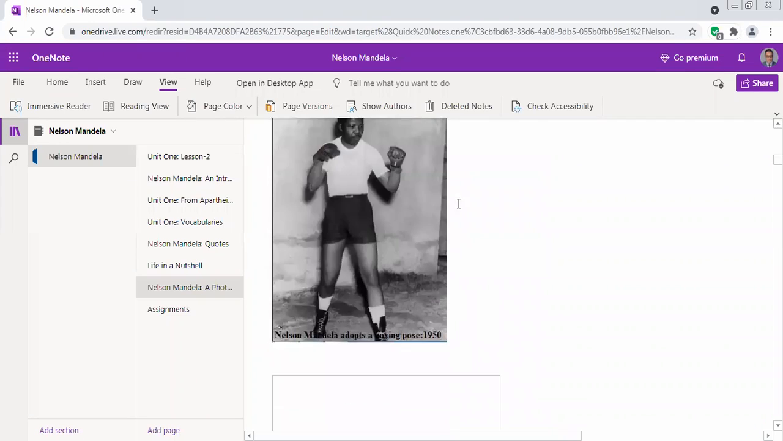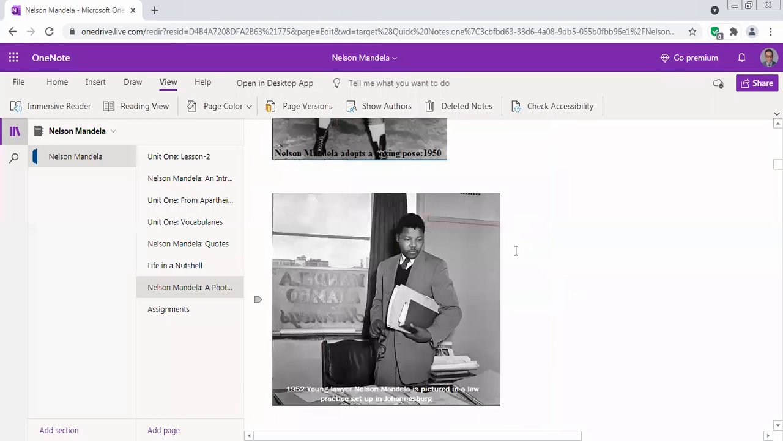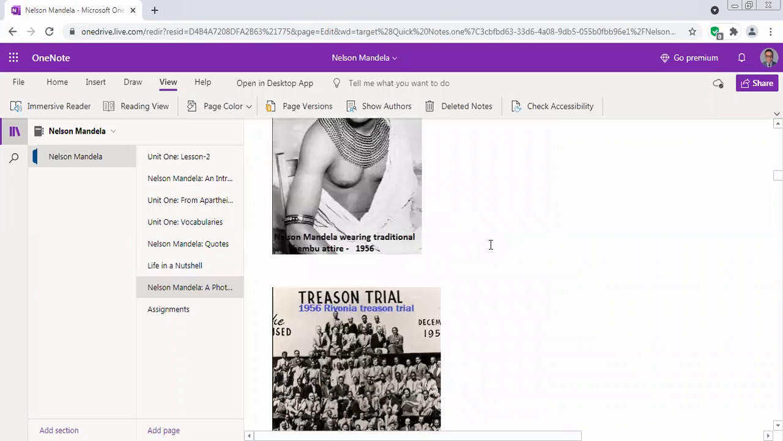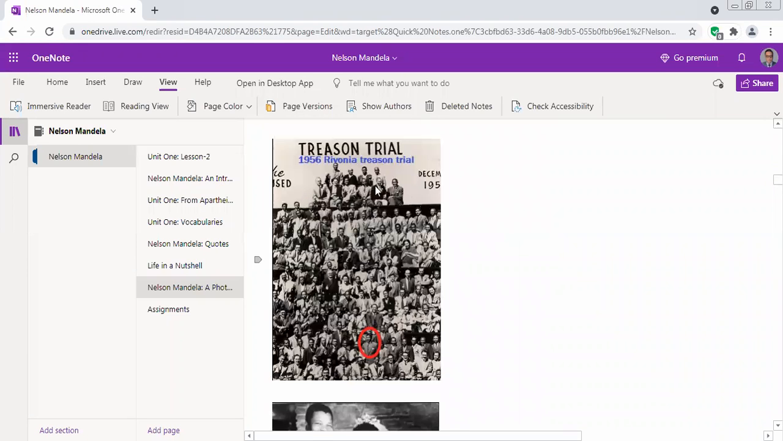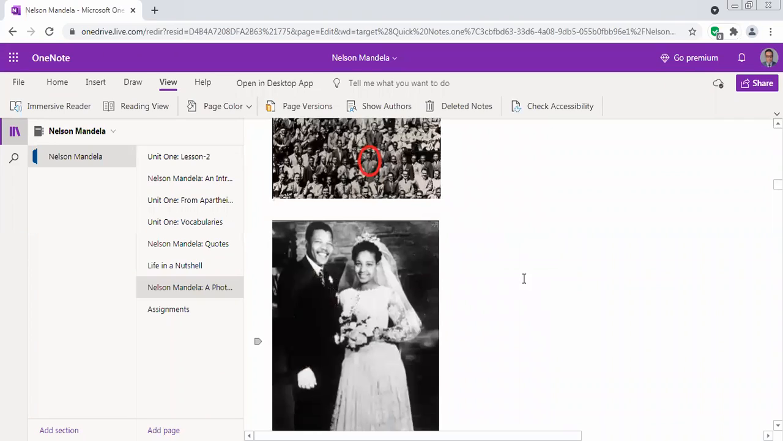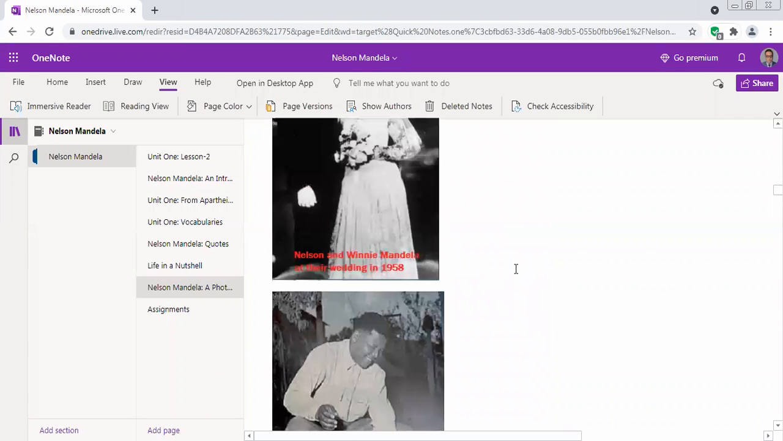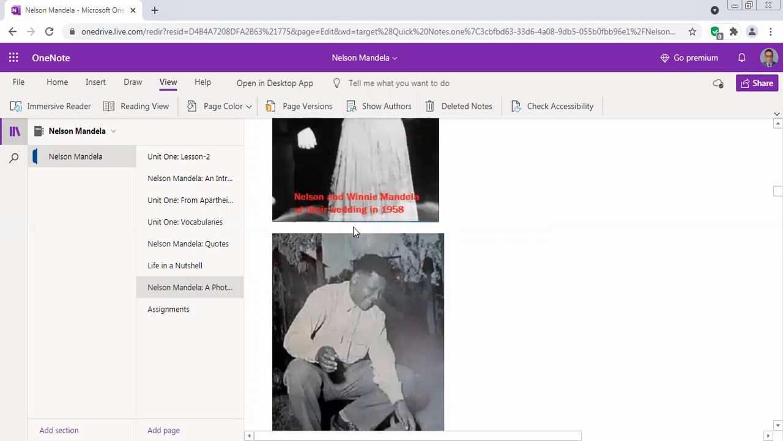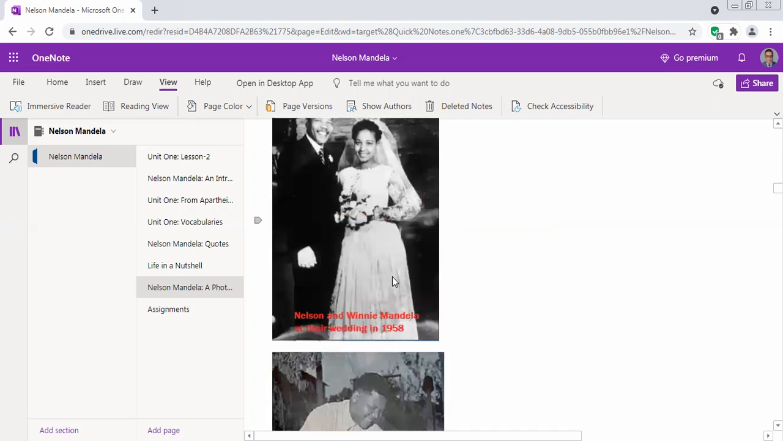This is Nelson Mandela at his young age, and this is Nelson Mandela as a lawyer in his gown. This is his trial, the 1956 Rivonia prison trial. This is the one where I have pointed out Nelson Mandela. And this is he and his wife, Winnie Mandela, the first wife. He married twice, and Winnie Mandela is the first wife and a very famous one.